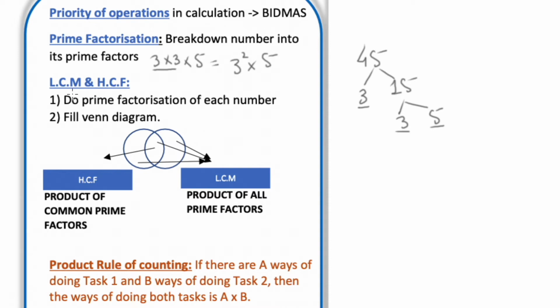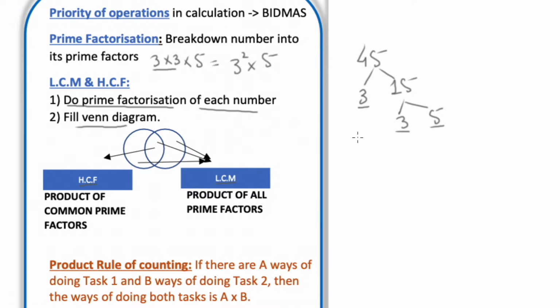And the next is least common multiple and highest common factor. For least common multiple and highest common factor, there are multiple methods, but I would suggest the best method is the Venn diagram method. For this you first have to do prime factorization of each number, then fill in the Venn diagram. The middle part shows shared parts, so here you will write down the common factors, and here you will write down the uncommon factors. When you multiply all the common prime factors, you will get the highest common factor, and if you multiply all together, you will get the least common multiple.